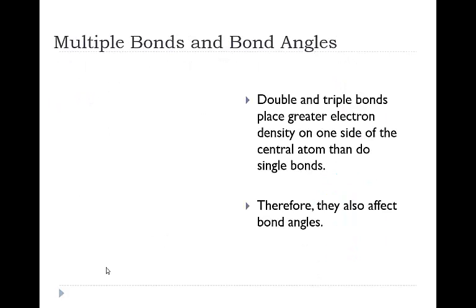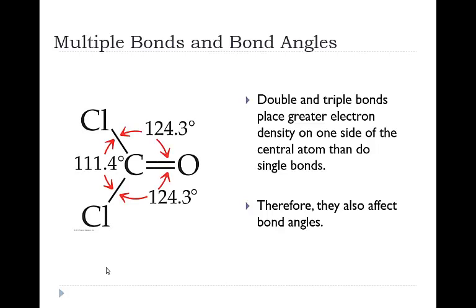Multiple bonds are also more repulsive than single bonds, so they affect the bond angle. So for example, with this molecule here, you can see where the double bond is. It is pushing the two chlorines a little bit closer together, and instead of all of the bonds being 120 degrees, we have the two between the oxygen and chlorine being larger than 120 degrees, and the bond angle between the two chlorines being less.